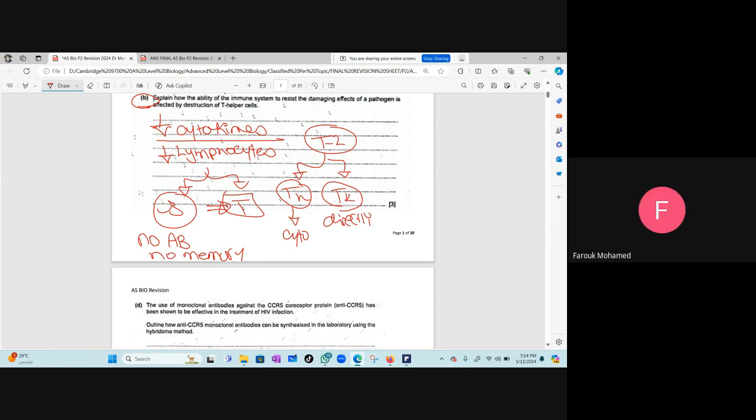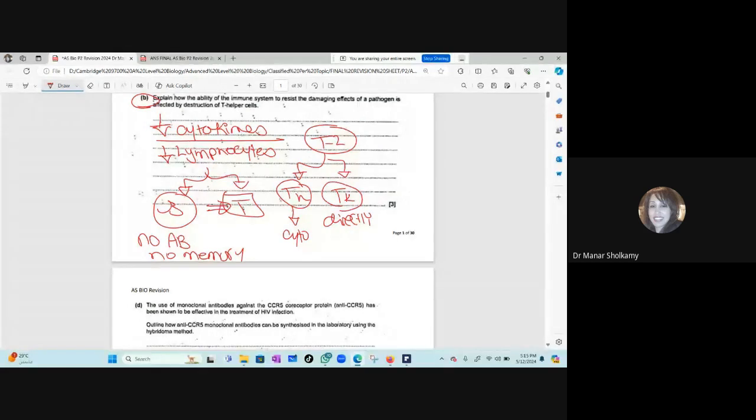Do I need to know how they kill the pathogens? Yes, of course. We said it many times. The T lymphocytes, there's nothing hard about it. They don't produce antibodies. They just directly kill infected cells.